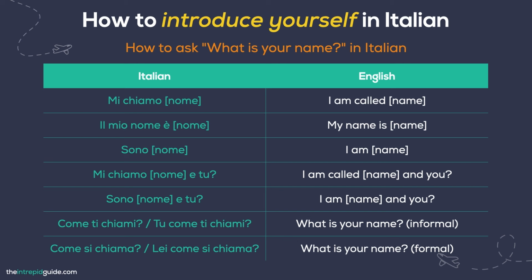How you do this can depend on how formal or casual the situation is. Here are some common ways to do it. Mi chiamo. E tu? I am called. And you? Sono. E tu? I am. And you? Come ti chiami? Tu come ti chiami? What is your name? Informal. Come si chiama? Lei come si chiama? What is your name? Formal.